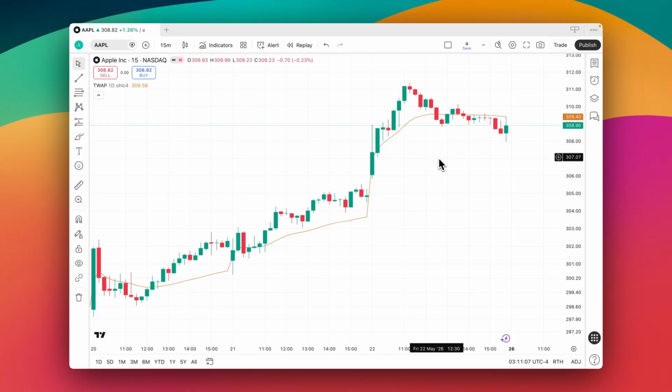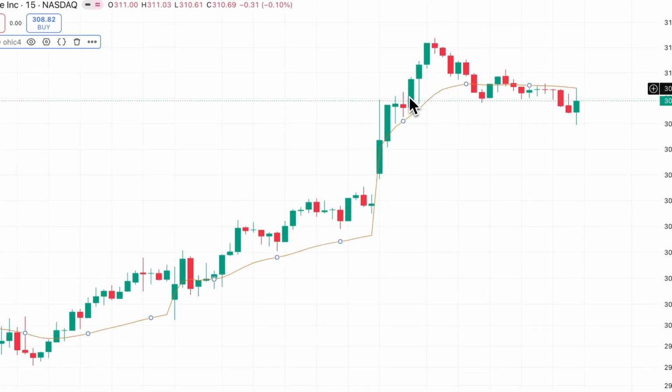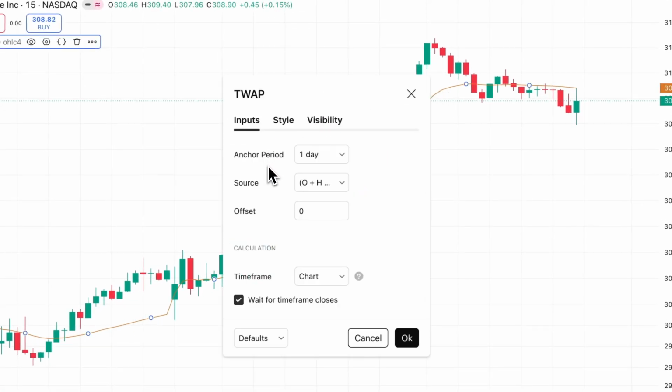And if you want to change how the indicator is calculating this, double-click it, go to Inputs. You can change the anchor period, the source, offset it, and even change the session calculation for time frame.